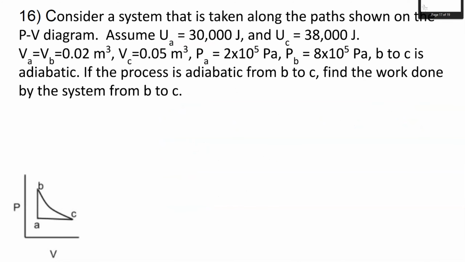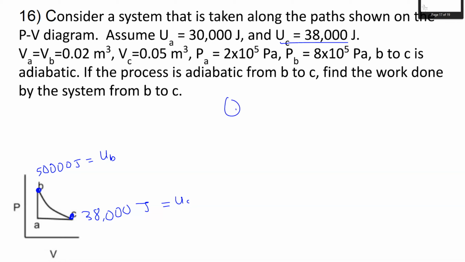Number 16, we've got an adiabatic process from B to C. Right here over to right here. We just found this was 50,000 joules of internal energy. And this is now telling me that UC, it told me before, but I didn't need it before, so I didn't mention it, there's 38,000 joules at point C. If the process is adiabatic, find the work done by the system from B to C.